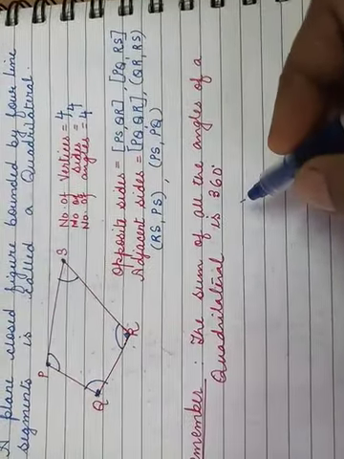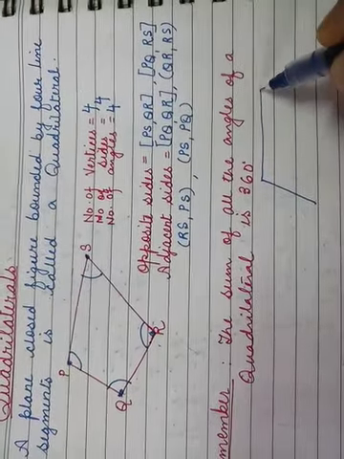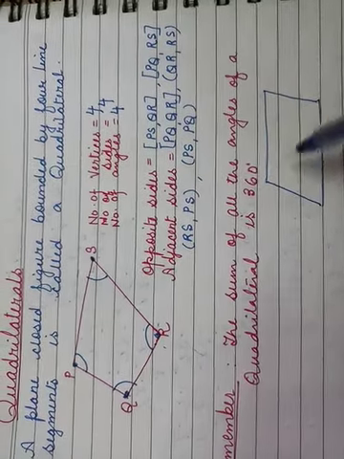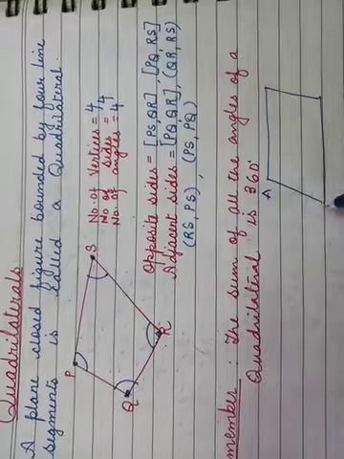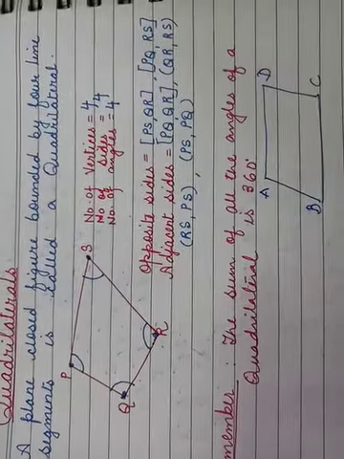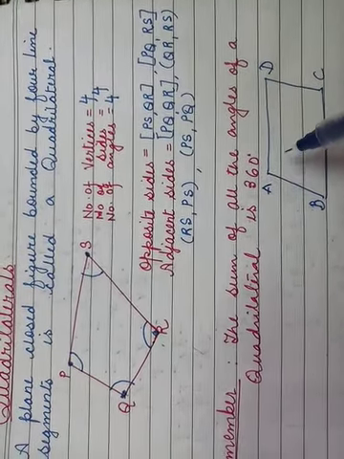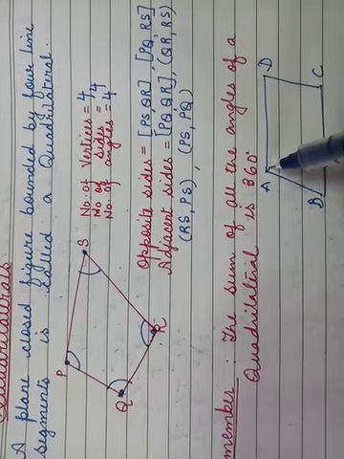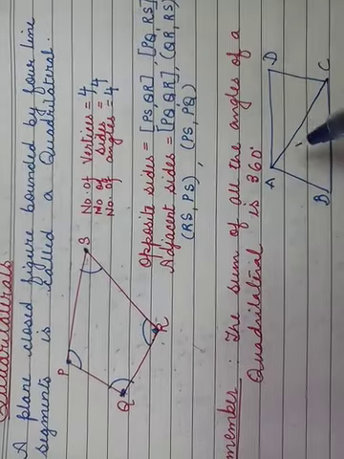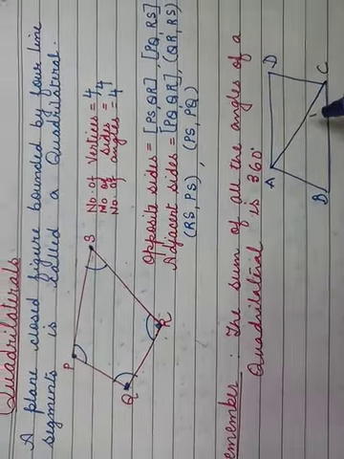I draw a quadrilateral here. I name it A, B, C and D. Now I join the two opposite vertices of this quadrilateral. I join A with C. Now the quadrilateral has been divided into two parts, that is, triangle ABC and triangle ADC.